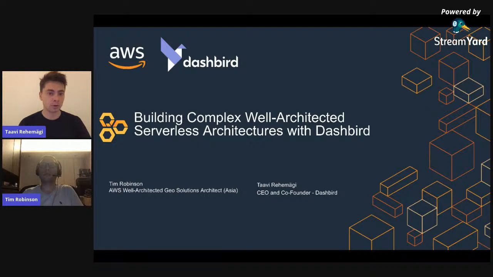Today, we will be co-hosting a webinar with Tim from AWS, and we will be talking about the well-architected framework, building complex serverless architectures, and maintaining them, building them as well as possible, and how you as a developer or an engineer should think about topics around security, reliability, monitoring, and iterating.